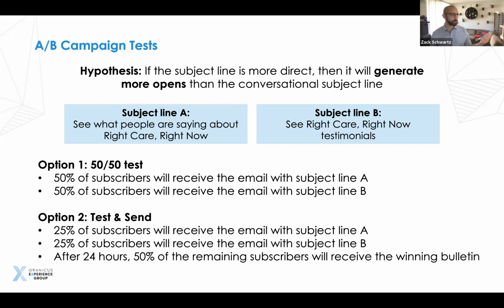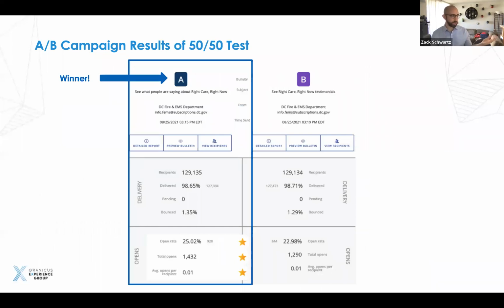So our 50-50 test actually determined that subject line A was the winner, that the longer, more conversational subject line was opened in emails much more often than the shorter, more direct email. So our hypothesis was incorrect, but the important thing is we learned something. And we can use this learning for our next email. We'll make sure that we continue to have that more conversational tone.